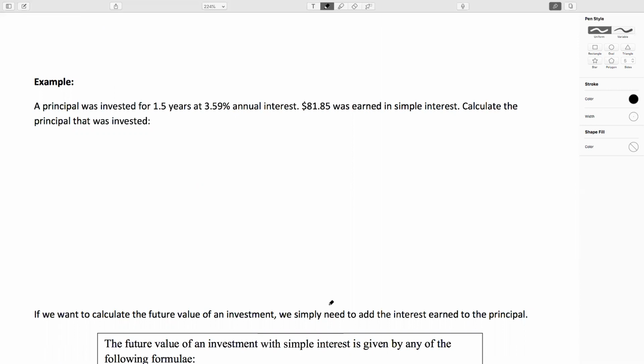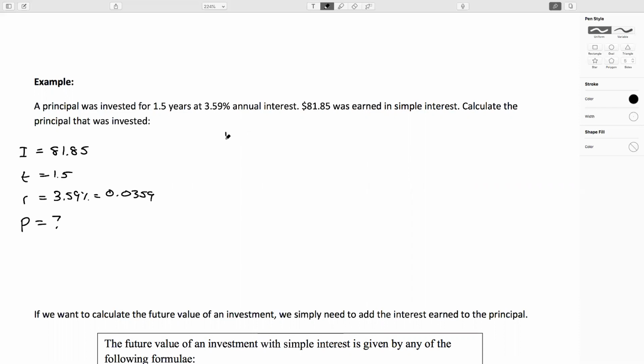So let's unpack the question. We know we have an interest earned, I, of 81.85. We have a term T of 1.5 years. And we have an interest rate, sorry, R, of 3.59%, which is 0.0359. We don't know P. And so we're going to have to rearrange our formula to solve for the principal.